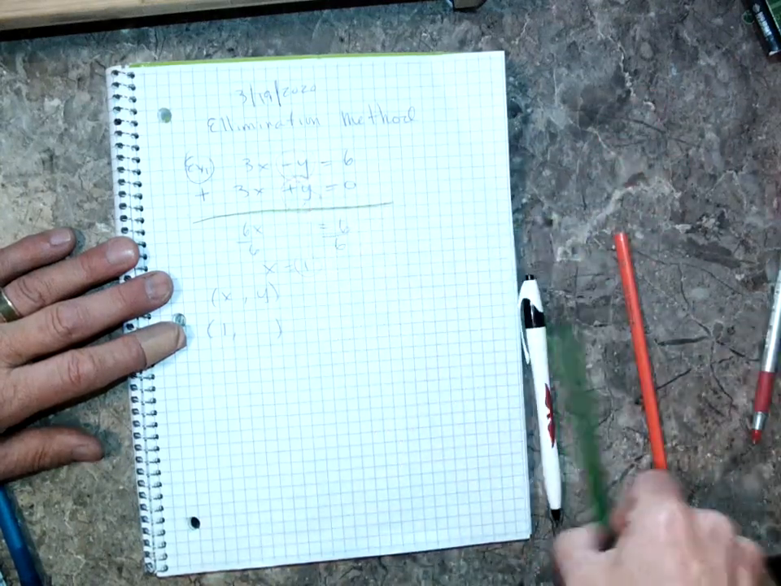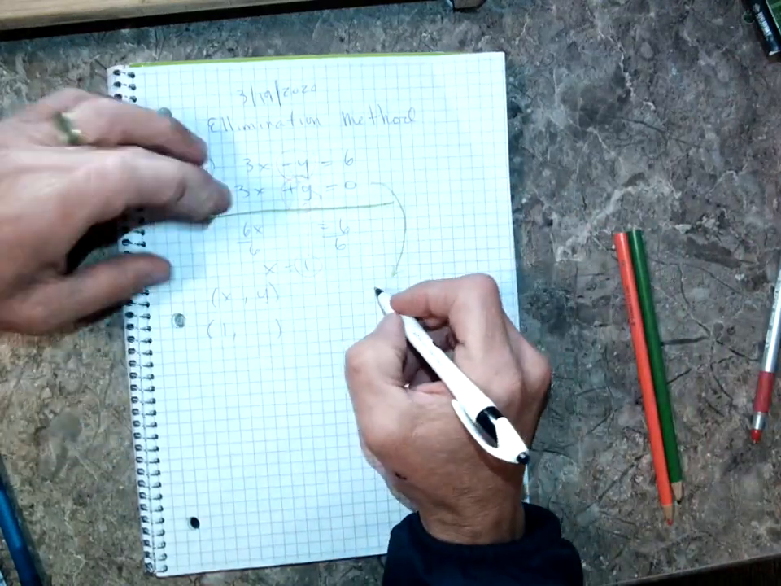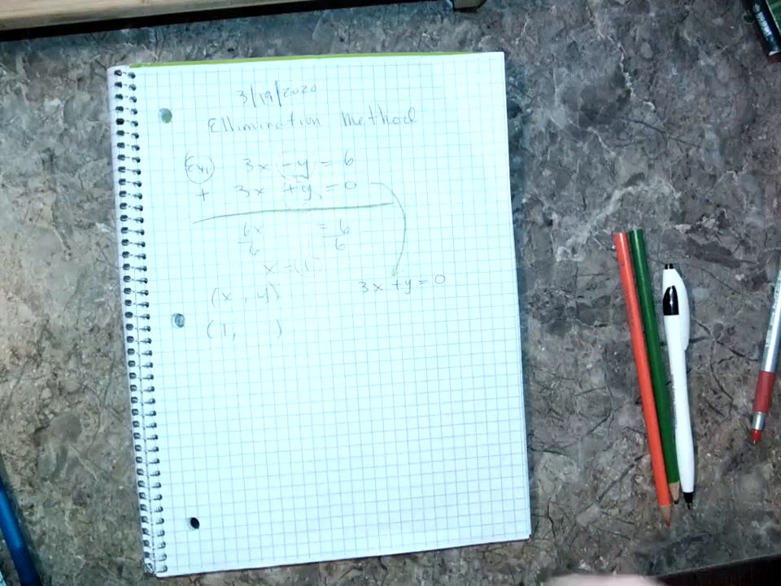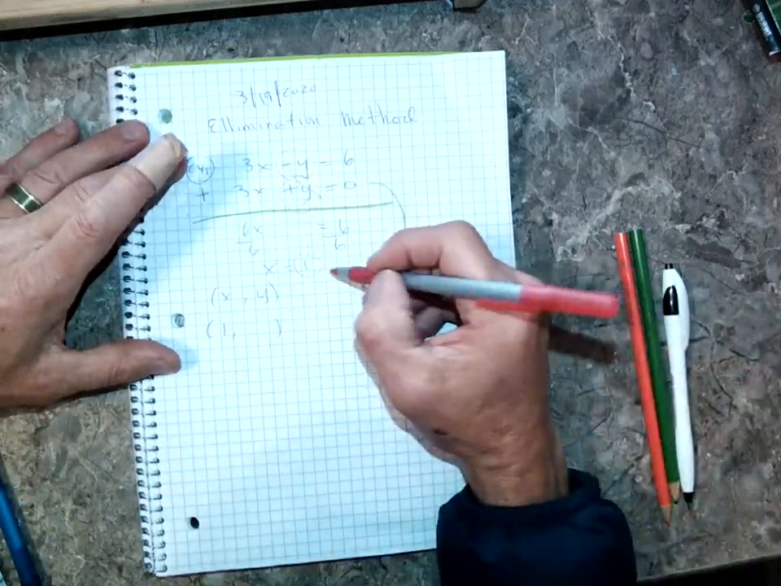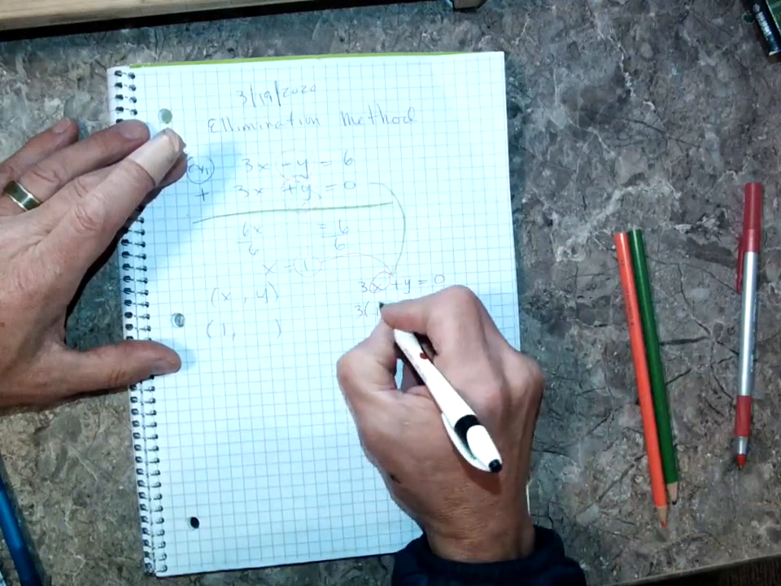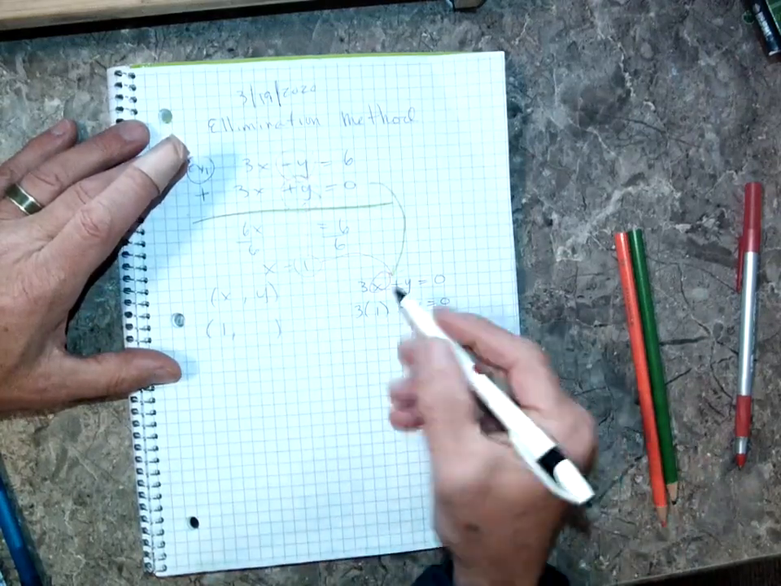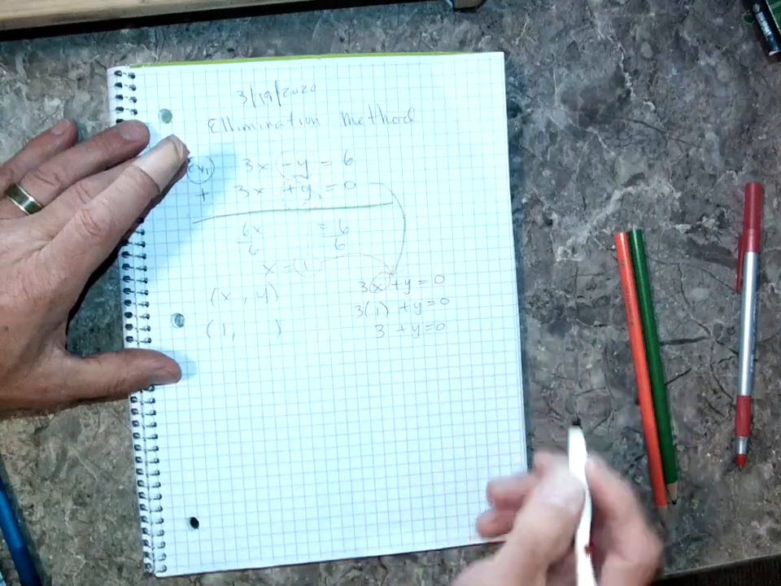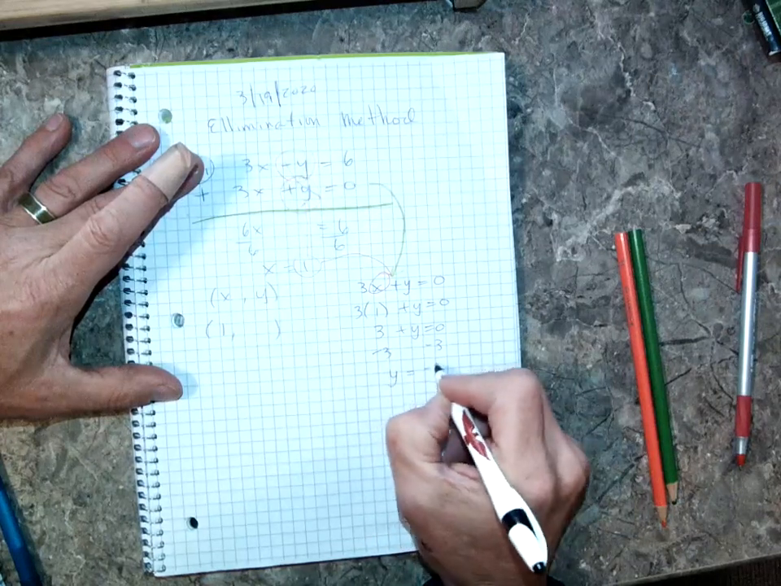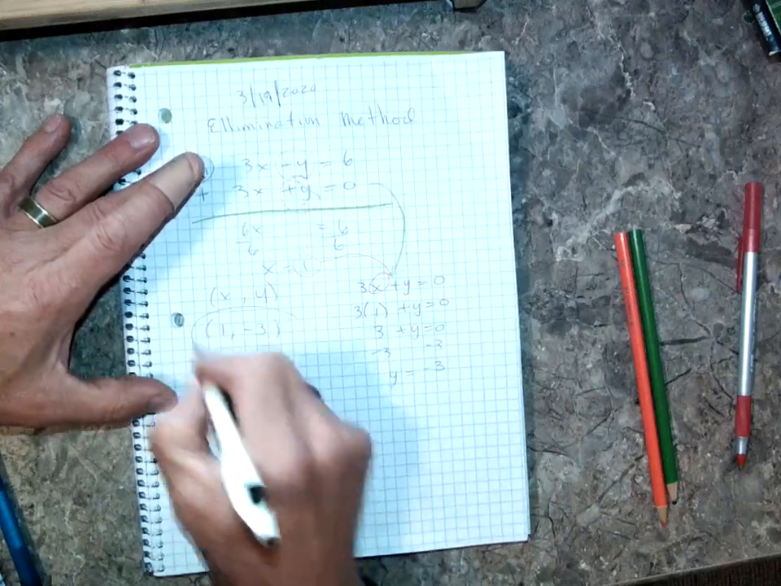So let me rewrite the second equation, 3x plus y equals 0. Since I know the value of x is 1, I'm going to plug my 1 in for x. I'll rewrite this as 3 times 1 plus y equals 0. 3 times 1 is 3, plus y equals 0. Solve for y: minus 3, y equals negative 3. I'm going to plug that back in for my y value, and there's my answer.